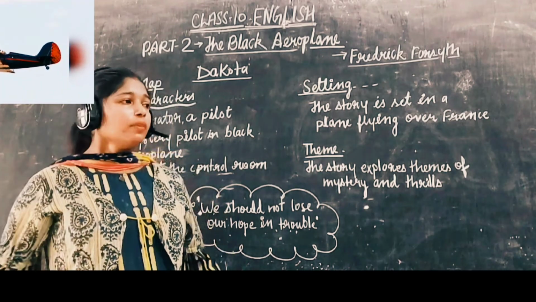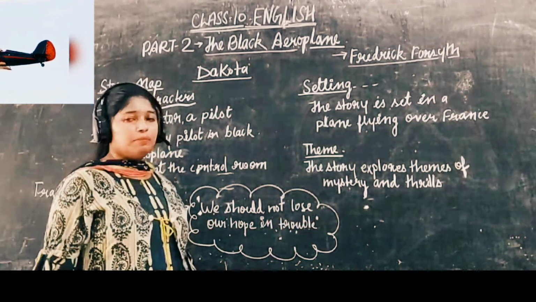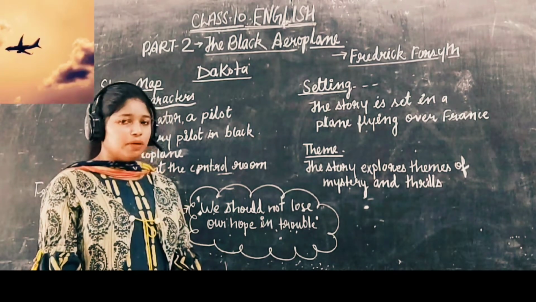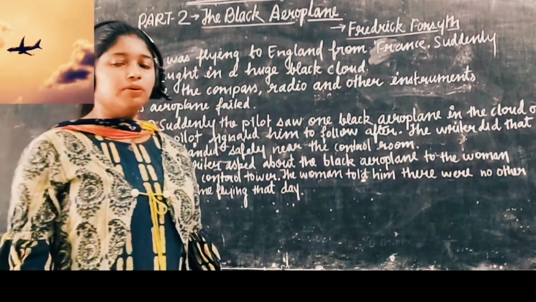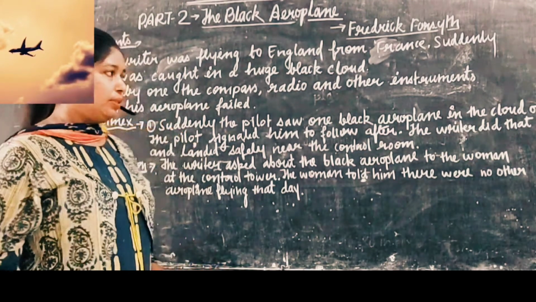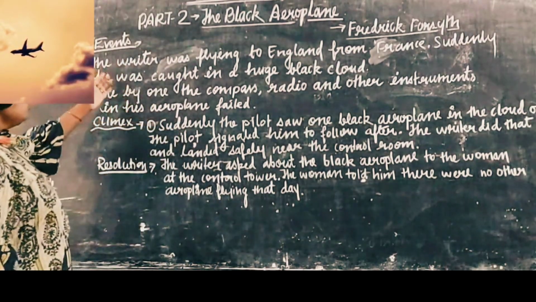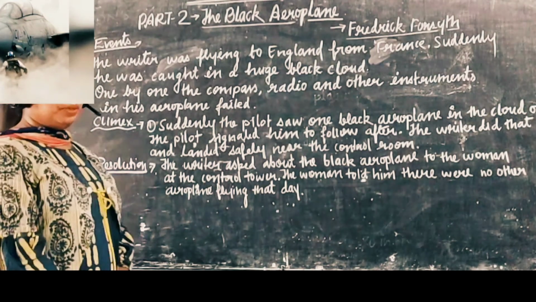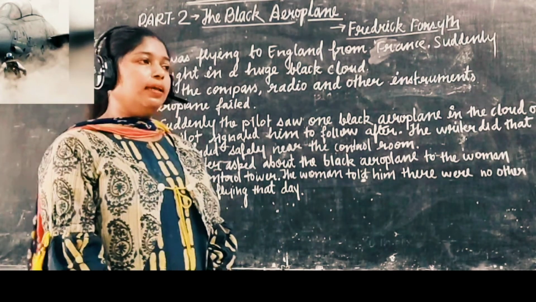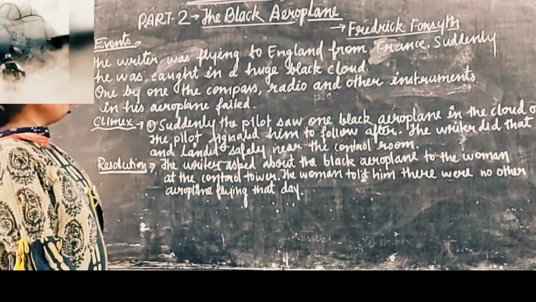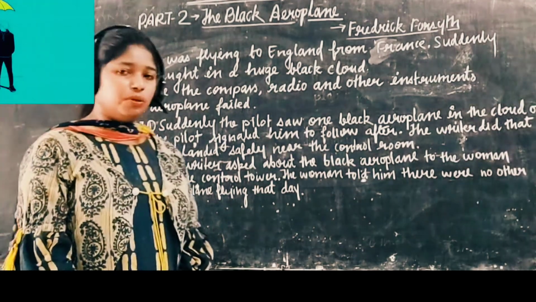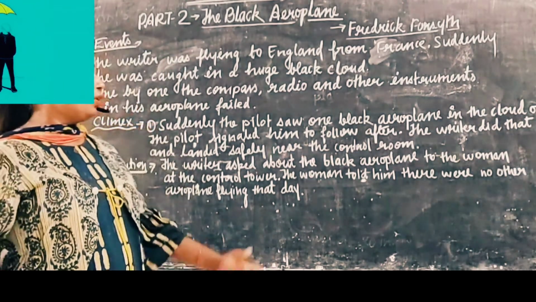Now let us discuss the events of this story, the main events. The first event: the writer was flying to England from France in an aeroplane, but he was caught in a huge storm.